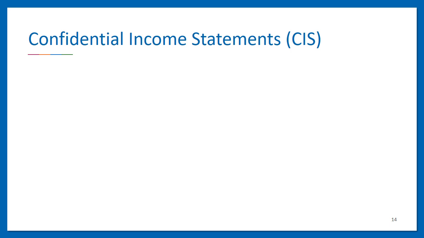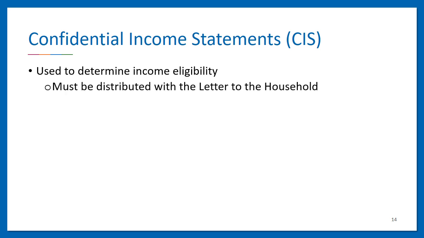The Confidential Income Statement, also known as the CIS, is one of the ways sponsor staff can use to determine participants' eligibility. This is the form families can complete in order for a sponsor to determine the child to be eligible for free or reduced price meals. When distributing the CIS form, the letter to the household must be distributed with it.